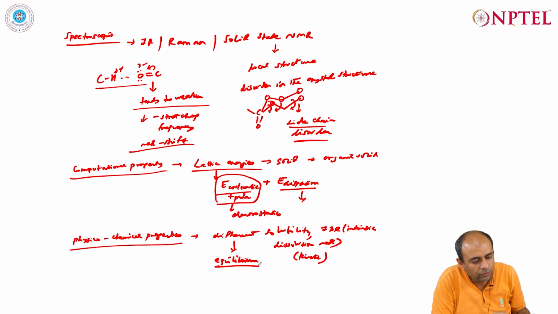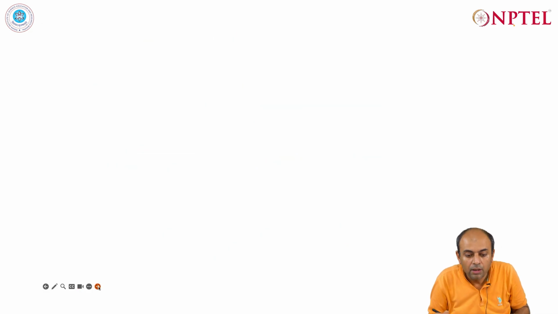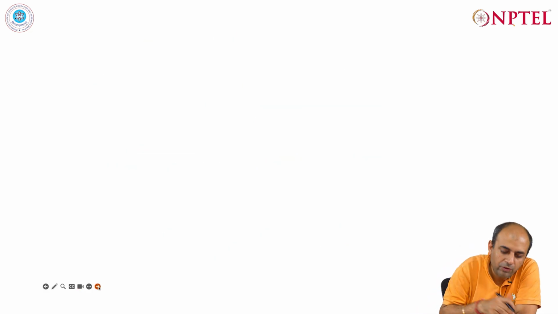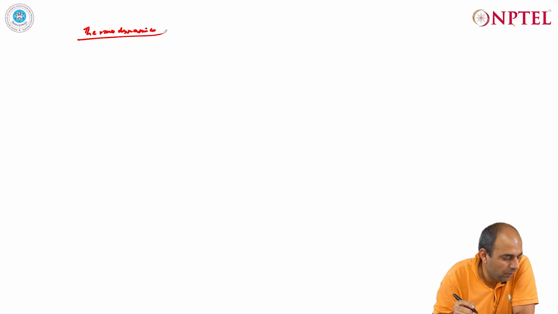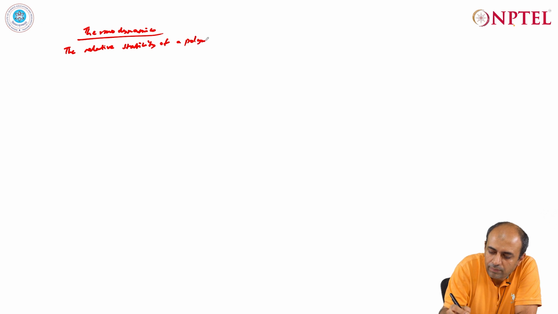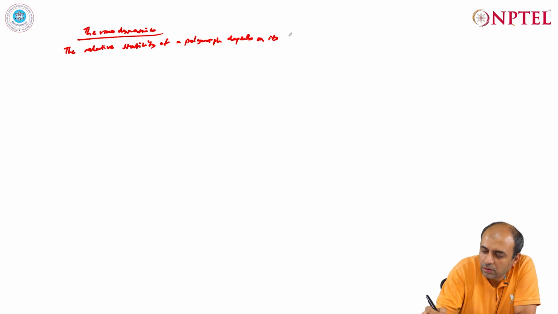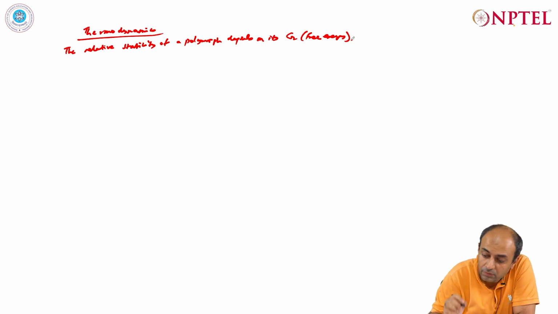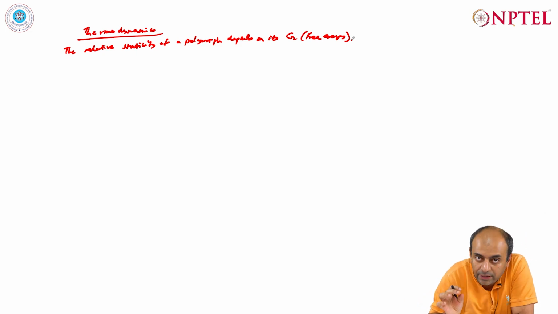Now let us look further into the thermodynamics of polymorph formation. So the relative stability of a polymorph depends on its free energy, G value. We call this the G value, and the most stable polymorph is characterized by the lowest value of G.